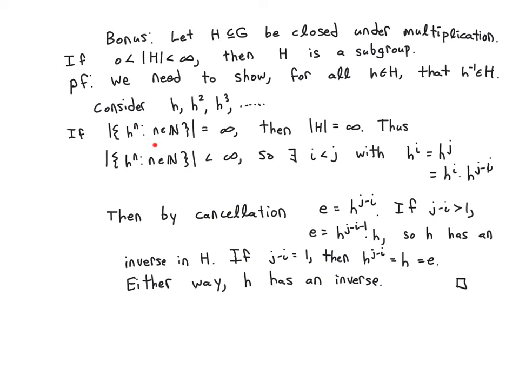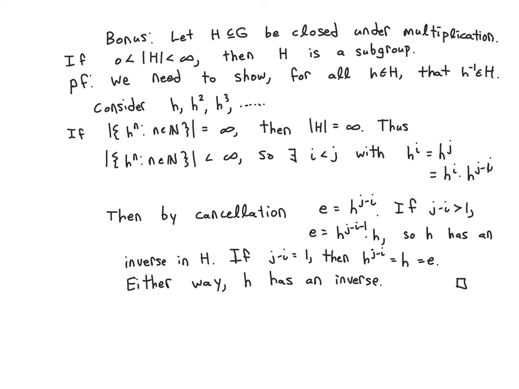And so this entire collection is a subset of H. So if this collection is infinite, then H is infinite. But we're assuming this set is finite. So it follows that this set of powers of little h has to be finite too, which means this sequence can't contain distinct entries forever.